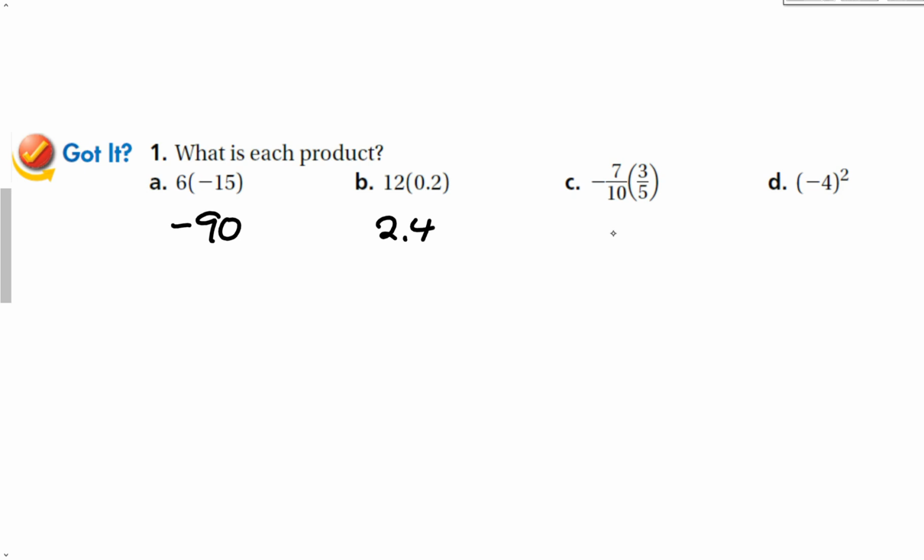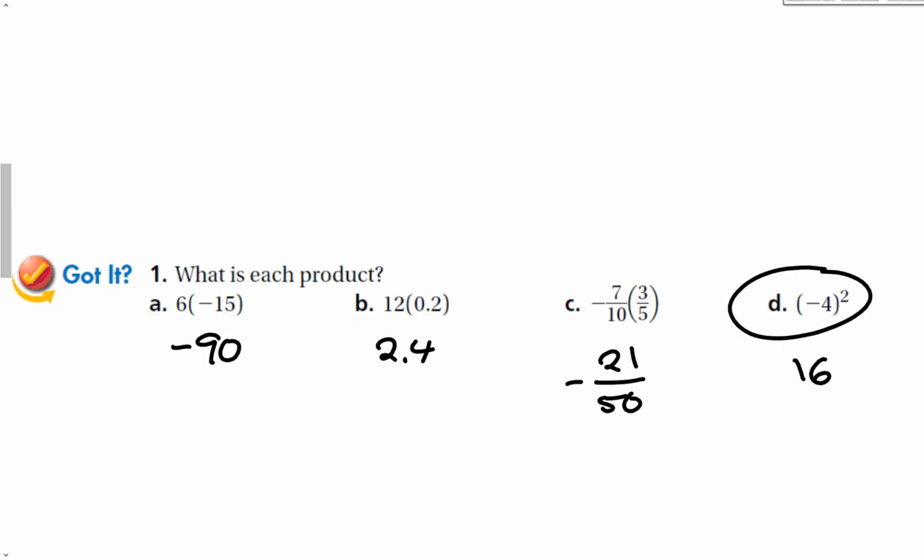My fraction is going to be 21 over 50, which is negative and does not reduce. Okay, if you can reduce a fraction, you always should. And of course, negative 4 squared means negative 4 times negative 4. Both of those are negative, so that is a positive 16. Okay?